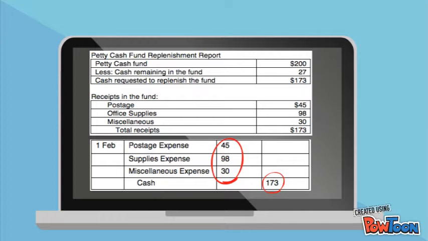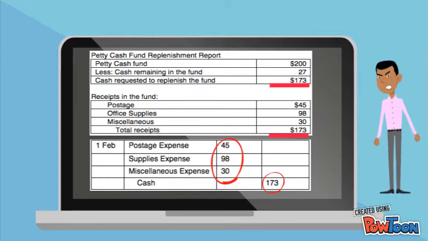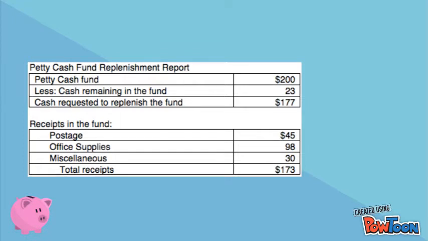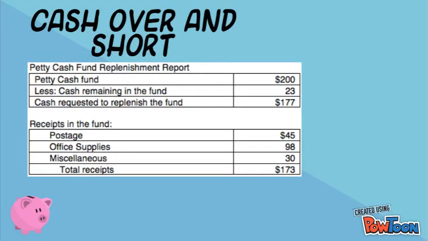As seen in the report, the amount of cash needed for replenishment equals the total amount of receipts. However, this may not always happen. For example, the custodian might give incorrect change, resulting in a discrepancy between the cash needed for replenishment and the amount of receipts. This is referred to as cash over and short.